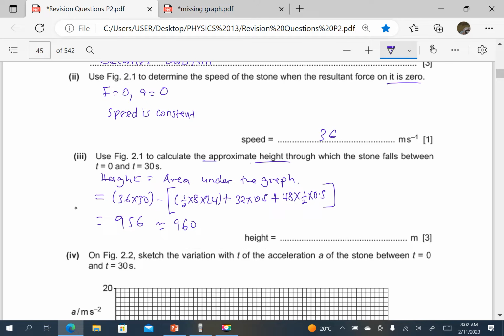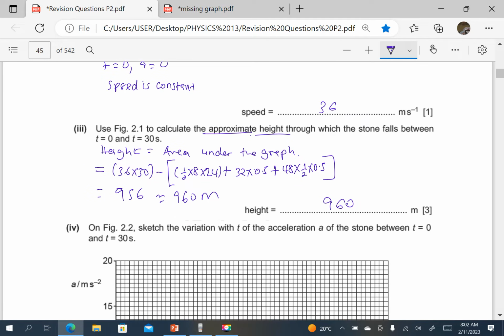Since it is an approximate height, you may get values slightly different. Me, I'm getting 960 meters to two significant figures. You could get areas in the range between 920 to 980, depending on how accurate you are. So that is going to be the approximate height.